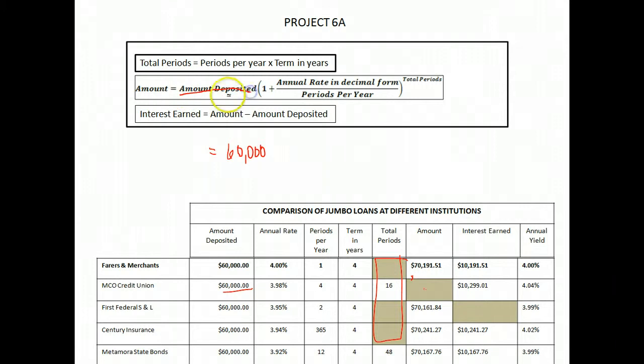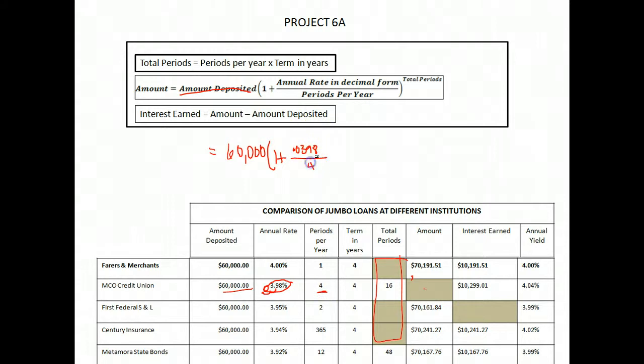So here's the formula using amount deposited times 1 plus the annual rate in decimal form. Okay, so what's the annual rate? In this case is 3.98%. We want to move the decimal 2 places to the left to change that to a decimal, and that gives us 0.0398 divided by the periods per year.